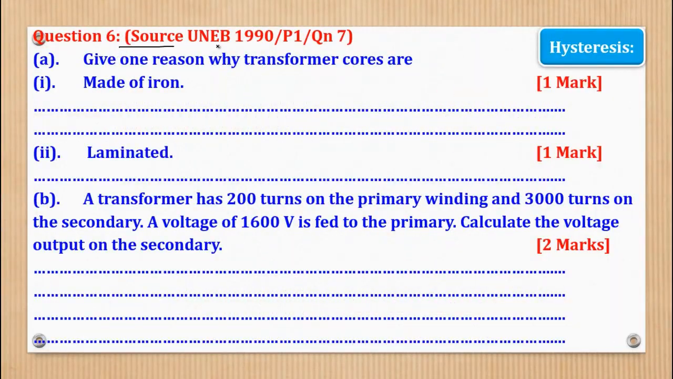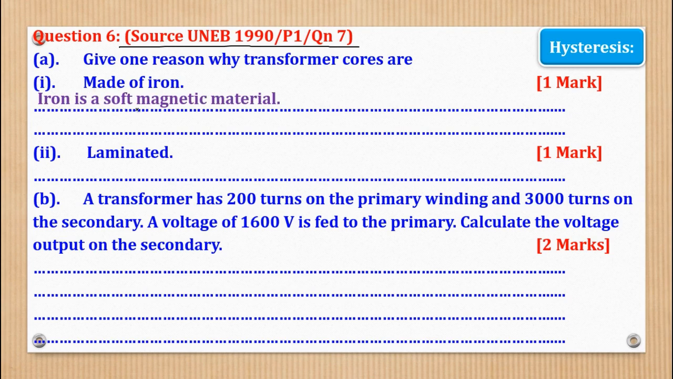So now we shall go to question 6. Question 6 was got from 1990 UNEB paper 1, question 7, and part A says, give one reason why transformer cores are (i) made of iron and (ii) laminated. So we shall start with (i), why they are made of iron.